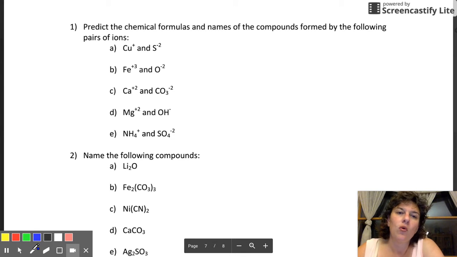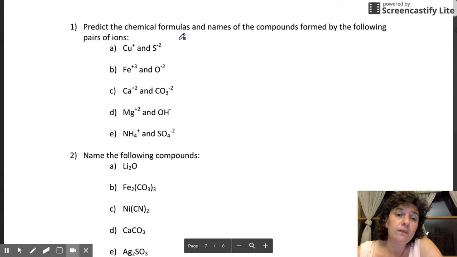Hi, so we're going to do the naming of ionic and molecular formulas here. First we have these pairs of ions that we need to predict the chemical formulas and names. So we have copper 1, that's Cu with a plus. We know that they have to be neutral. So we have an S2 minus. In order for there to be two minuses, we need to have two pluses.